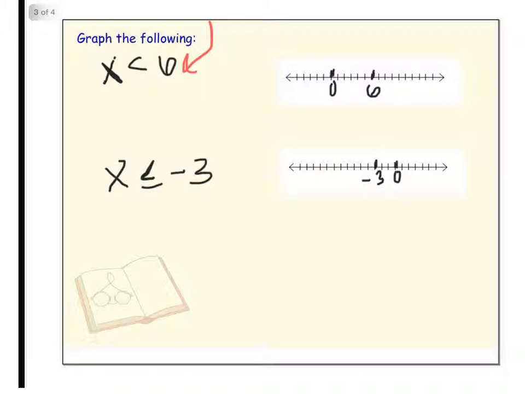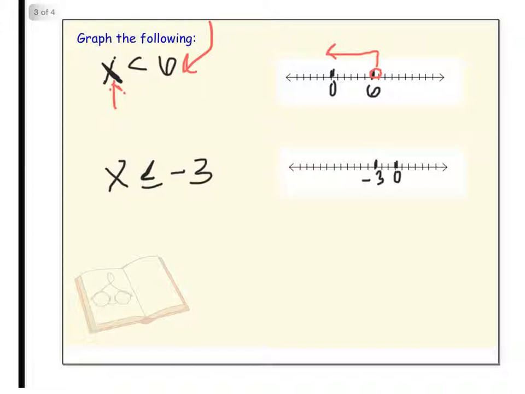So because it's less than 6, I am going to use an open dot. So an open dot here. And now I need to decide if my arrow should point left or if it should point right. Well, I'm looking for some number x that is less than 6. So the numbers to the left here, like 5, 4, 3, 2, 1, are all less than 6. So I know my arrow should point to the left.